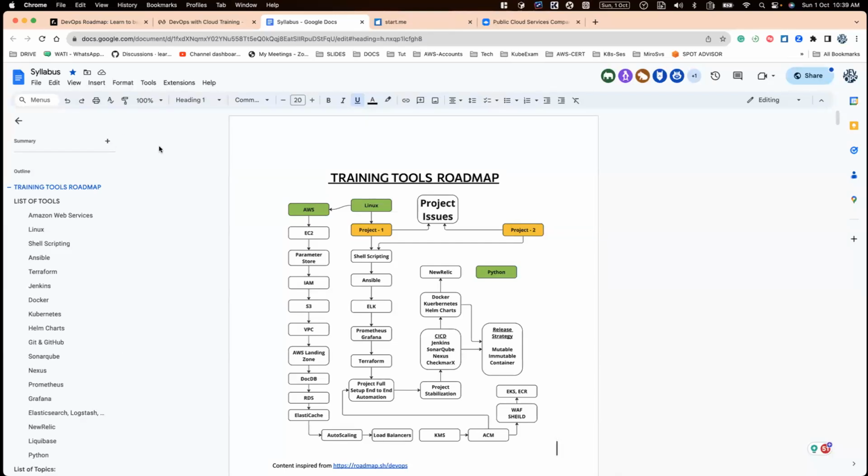Currently I'm working in a rotational shift, and this month I'm working in the night shift. So the course timing is from 6 a.m. to 7:30 a.m. IST, right? Only during that time do I have to manage those things. That is the one problem I have. And moreover, this course will take 3.5 months, right?